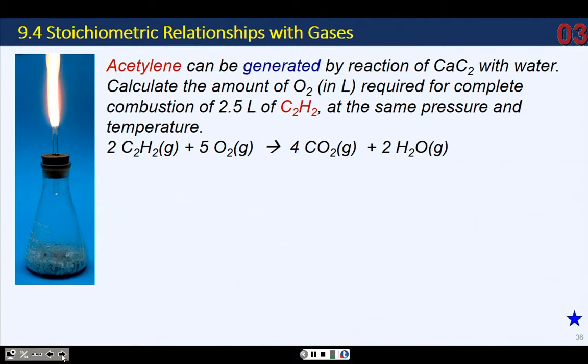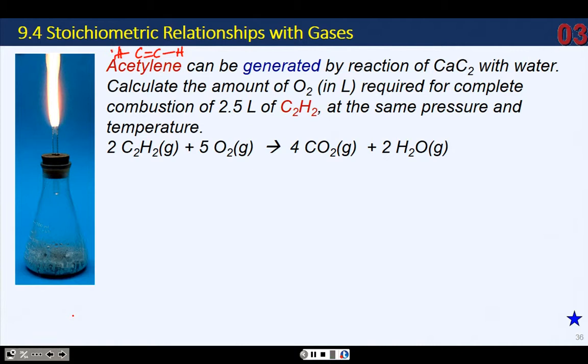Okay, so here's an example of a gas phase reaction, all the components are gases, that could use that kind of relationship. So acetylene, also known as C2H2, or ethylene, or ethyne actually, can be generated by reaction of calcium carbide with water. And we can calculate the amount of oxygen in liters required for complete combustion of this acetylene. I'm going to draw out the structure for you, just so you know what it is we're talking about.